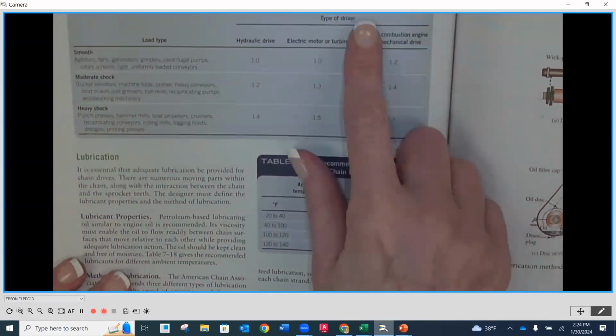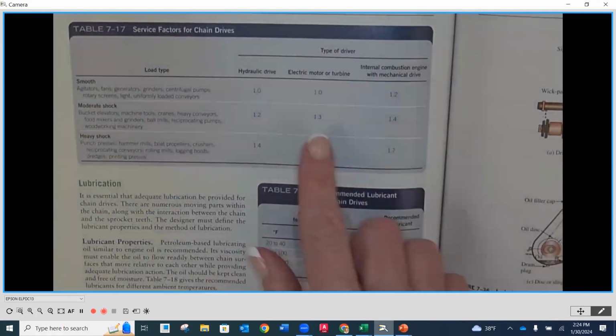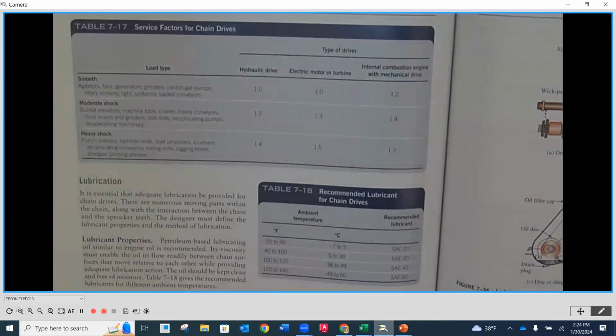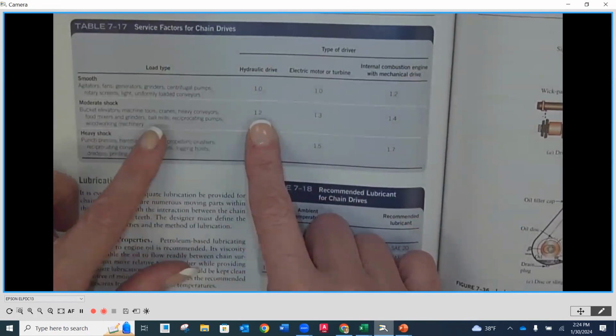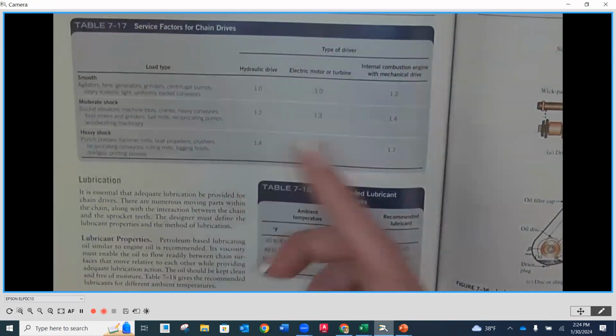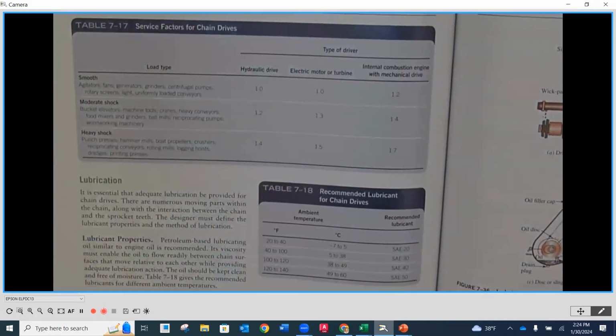So we need to look at the type of driver. So this is going to be our input. Is it a motor? Is it an engine? Whatever it might be, a hydraulic drive. And then we look at our load type. This is going to be the machine, the output that we're looking at. And so we're going to line up the driver type to whatever the load type is. And then this is going to be what we call our service factor that we're going to be using. So we've done this on the gear designs. We've done this on the belt designs. So we're seeing it here again. And it just helps to let us know what is the chance of something either overloading or jamming or going awry, if you would.